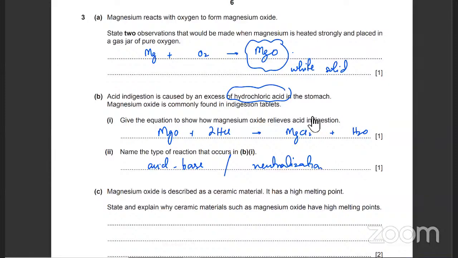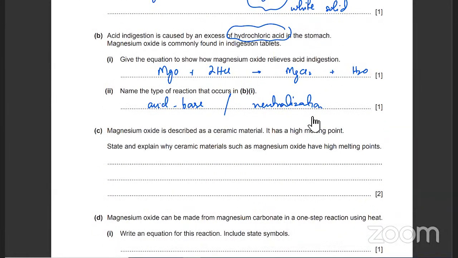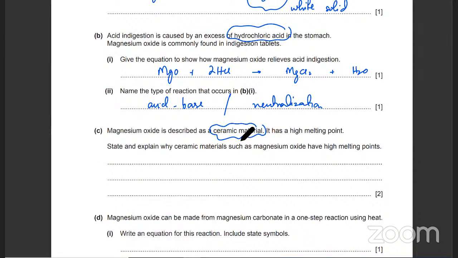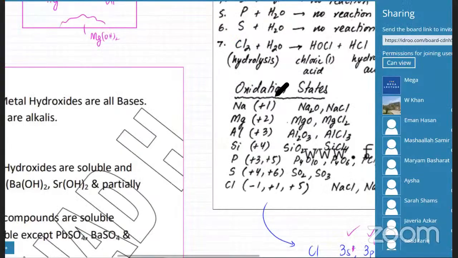Magnesium oxide is described as a ceramic material. It has a high melting point. State and explain why ceramic materials, especially magnesium oxide, have very high melting points. Firstly, remember, ceramic is a material that has certain properties. What are those properties? They've got very high melting points, they're structurally very strong, and they're non-conductors. Even sand or clay is basically a ceramic material, because it has a very high melting point, you make ovens out of it. Structurally, it's strong, you can make a house out of it. And it's a non-conductor.